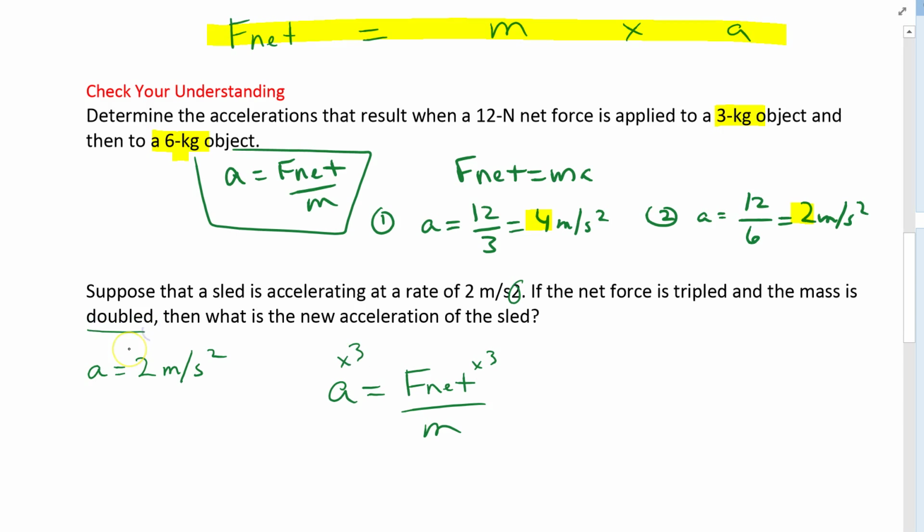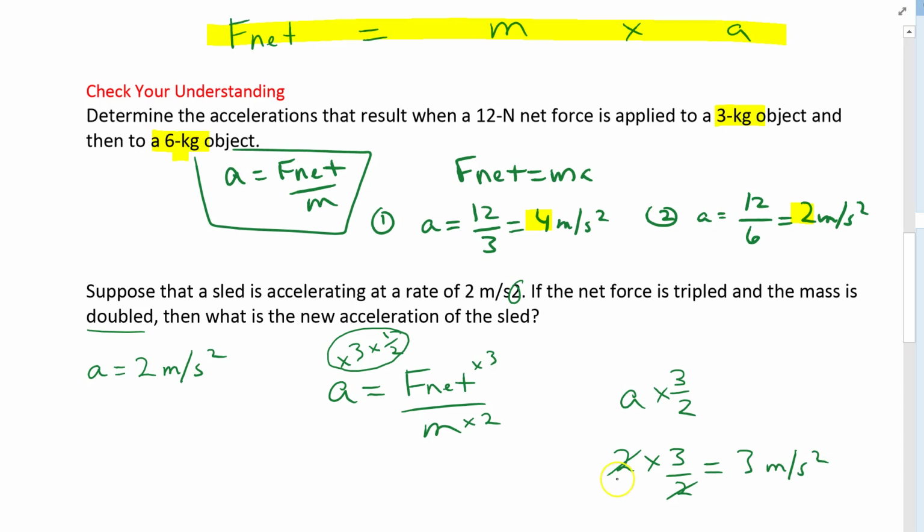And now it says the mass is doubled. Well, that's the same thing as saying times 2. And now since mass is in the denominator, or another way to say it, since the mass is inversely proportional to acceleration, now the acceleration is going to get multiplied by the reciprocal of 2, or 1/2. Okay, so in other words, this acceleration is going to get multiplied by, can I combine that together? 3 times a half is 3 over 2. The original acceleration was 2. So the answer is going to be 3 meters per second squared.